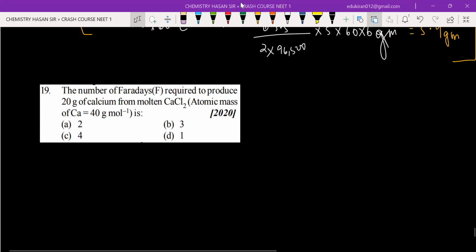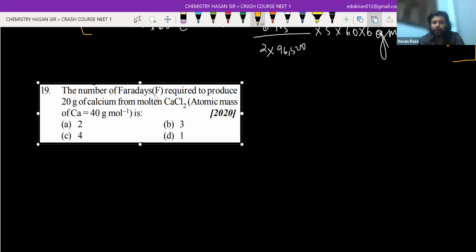Oh, very good, Saif. So the answer is your D. I'm going to explain it. As you can see, we need to calculate the number of Faradays required to produce 20 gram of calcium from molten CaCl2. So as you know, Ca2+ will gain 2 electrons to convert itself into solid Ca.